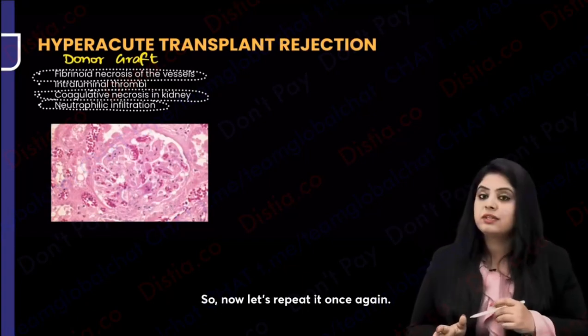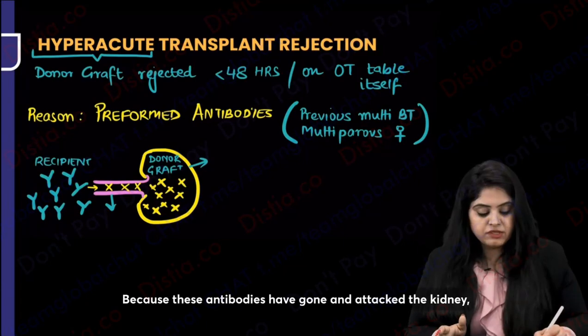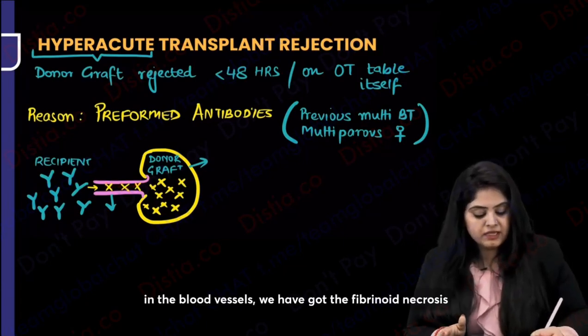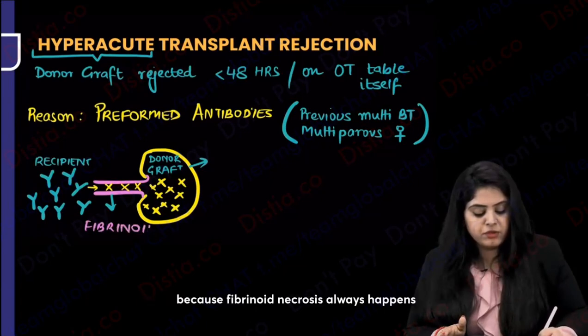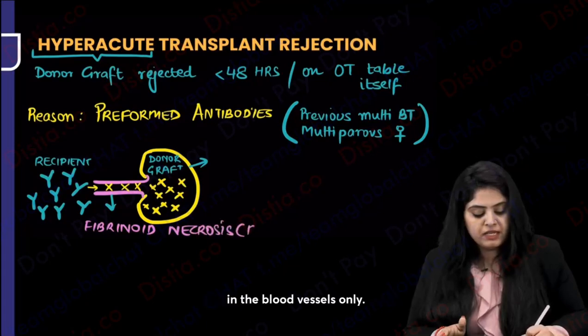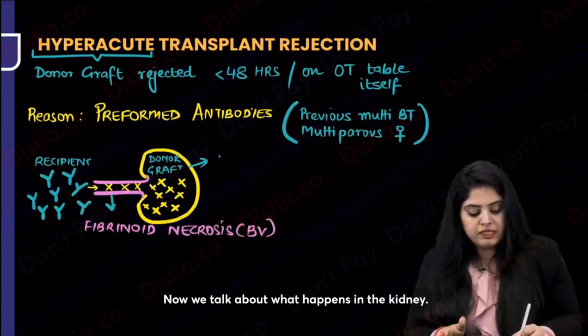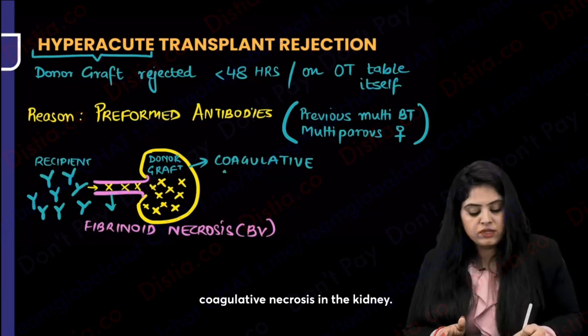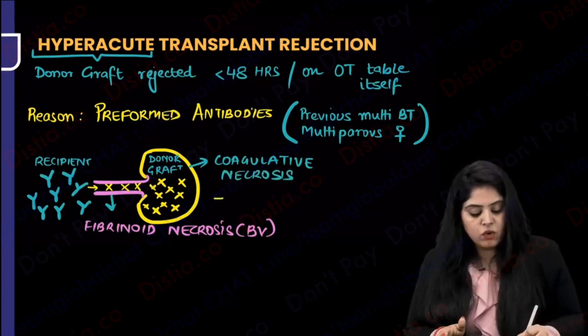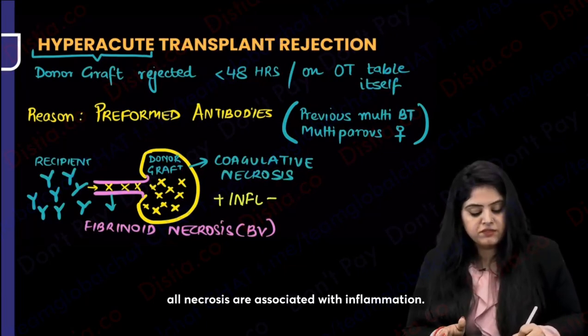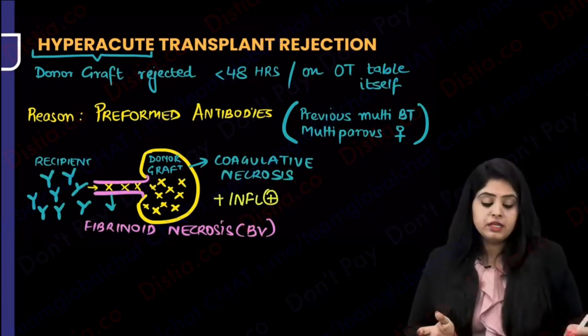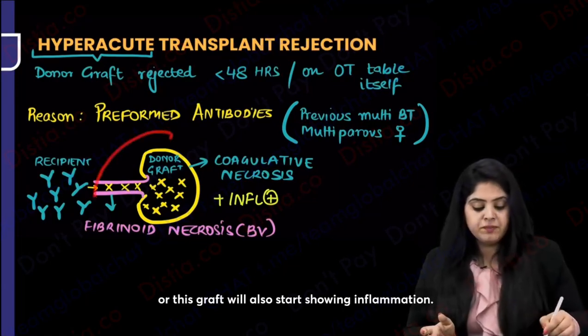So now let's repeat it once again. Because these antibodies have gone and attacked the kidney, in the blood vessels, we have got the fibrinoid necrosis, because fibrinoid necrosis always happens in the blood vessels only. Now we talk about what happens in the kidney. Kidney is a solid organ, so solid organ is going to have coagulative necrosis in the kidney, right? And now I know for a fact that all necrosis are associated with inflammation. So this graft will also start showing inflammation.